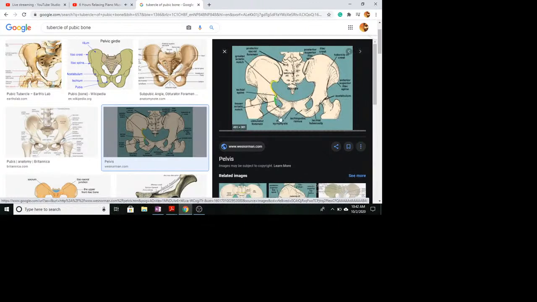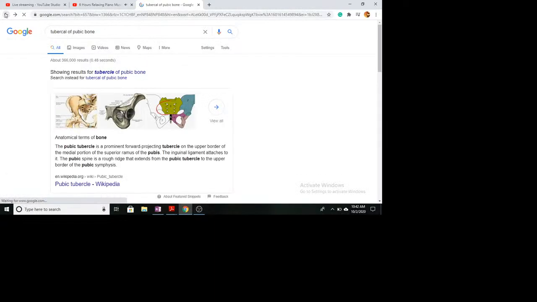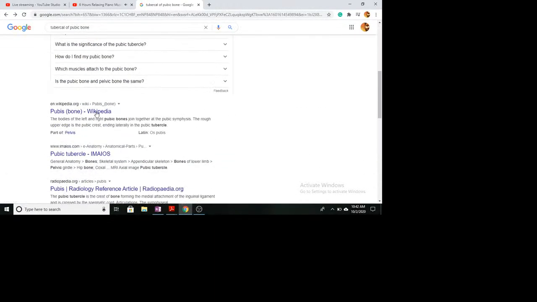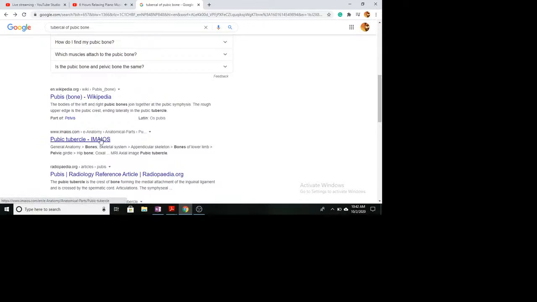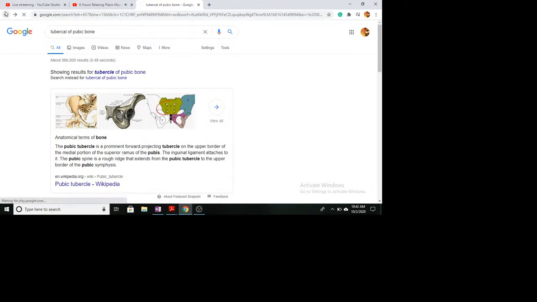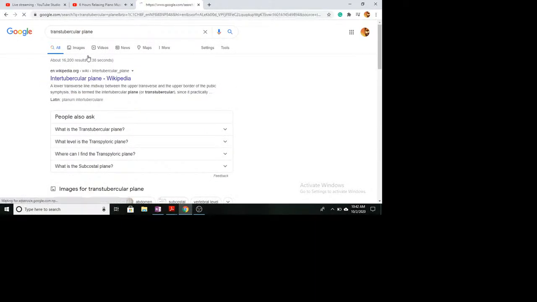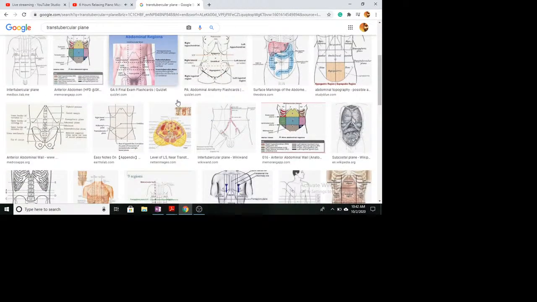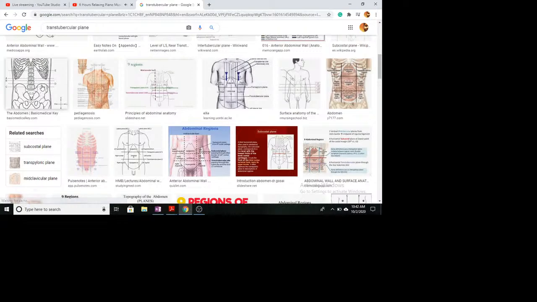So let's see in this figure where the tubercle is. It must be right here. What is the pubic tubercle? Transtubercular plane. It is also called the tubercle of Christ. I think when the line passes from the tubercle. Okay, sorry. We're going to go through this.